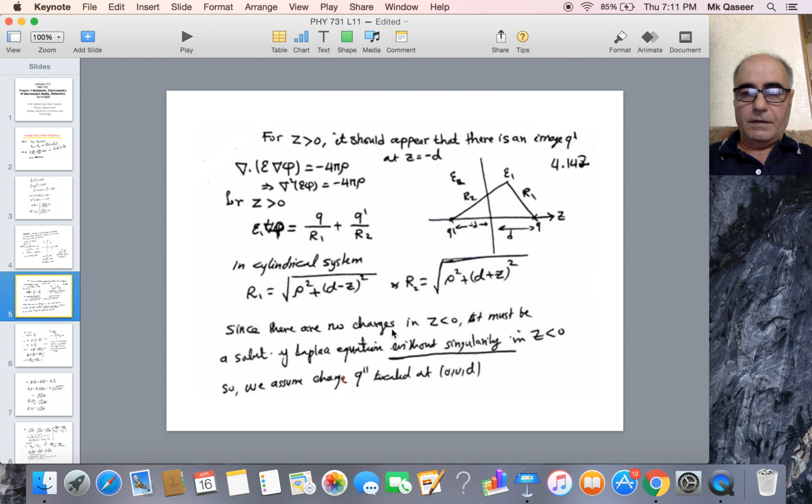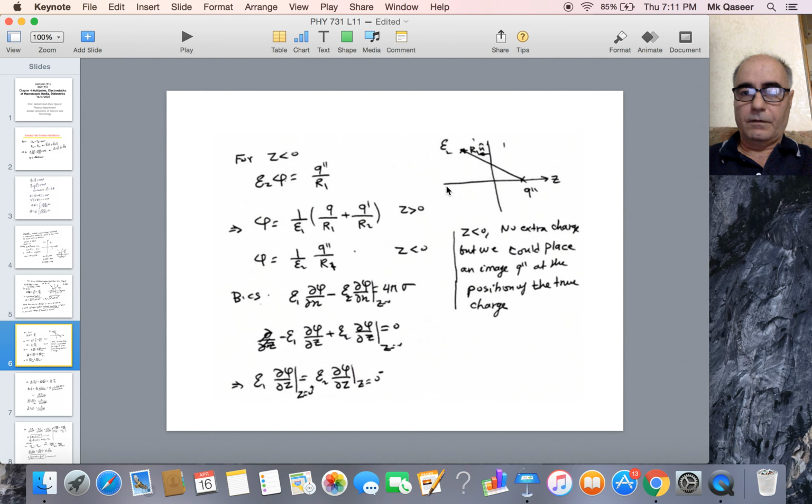Now for the negative side, we have to put a charge Q double prime here and find the potential at a point here in negative z. In this case, again, we have epsilon 2 phi equals Q double prime over R1. So we have two expressions for phi, one for positive z and one for negative z.